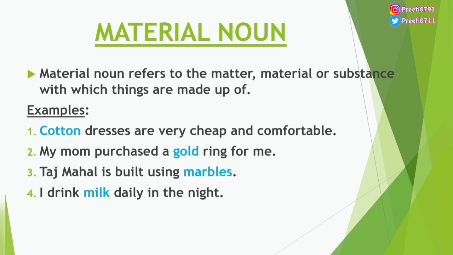I drink milk daily in the night. So milk here is the name of that product with which we make different dairy products. Okay, so material nouns are those nouns which refer to those materials with which different things are made up of. For example, wood. Out of wood we make different furniture. So wood is a material noun.